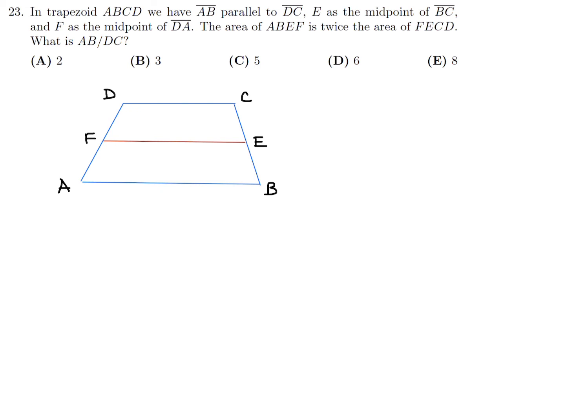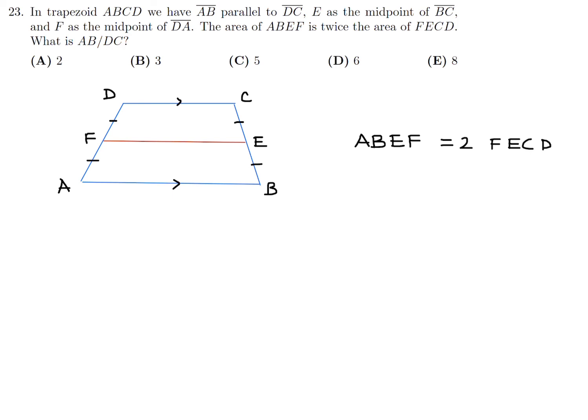AB is parallel to DC, yes. Put a little parallel sign there. E is the midpoint of BC, okay, so that makes that and that equal. F is the midpoint of DA, okay. And the area of ABEF, that quadrilateral, which is itself a trapezoid, is twice the area of FECD. And then we have to figure out AB over DC.